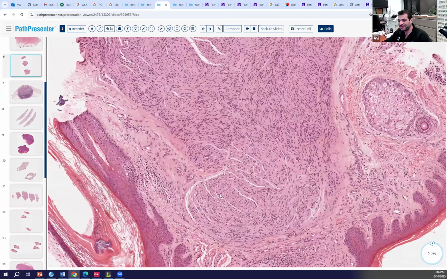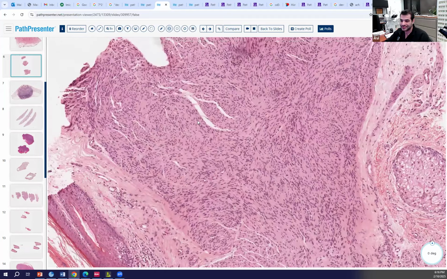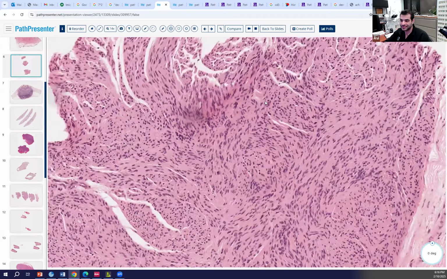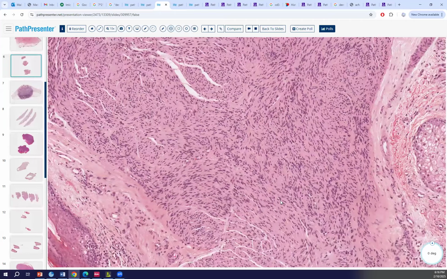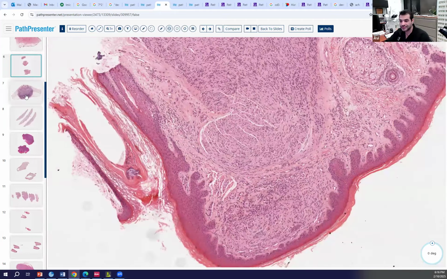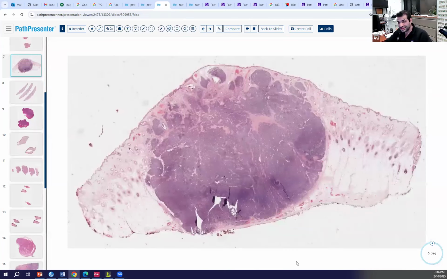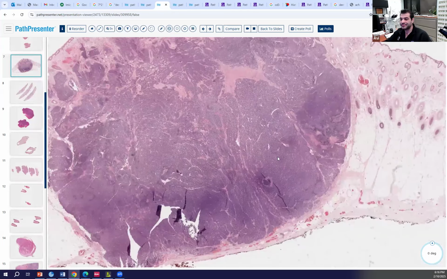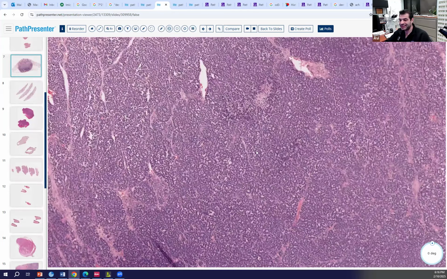Superficial. Clefts. This is palisaded encapsulated neuroma. Very good. Yeah, PEN. Excellent. Very large. A lot of blue cells.